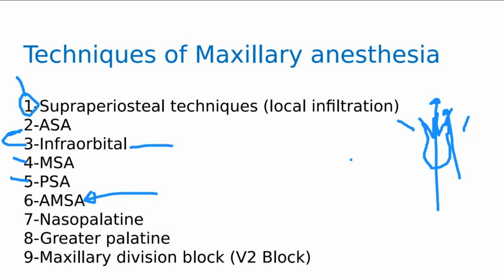Additional techniques, nasopalatine and greater palatine. These are additional to get the inside of the teeth. And the last one is maxillary division block, our V2 division block. Remember V1, V2, V3, referring to ophthalmic, maxillary, mandibular. You call it V2 block or maxillary division block if you wanted to get everything.